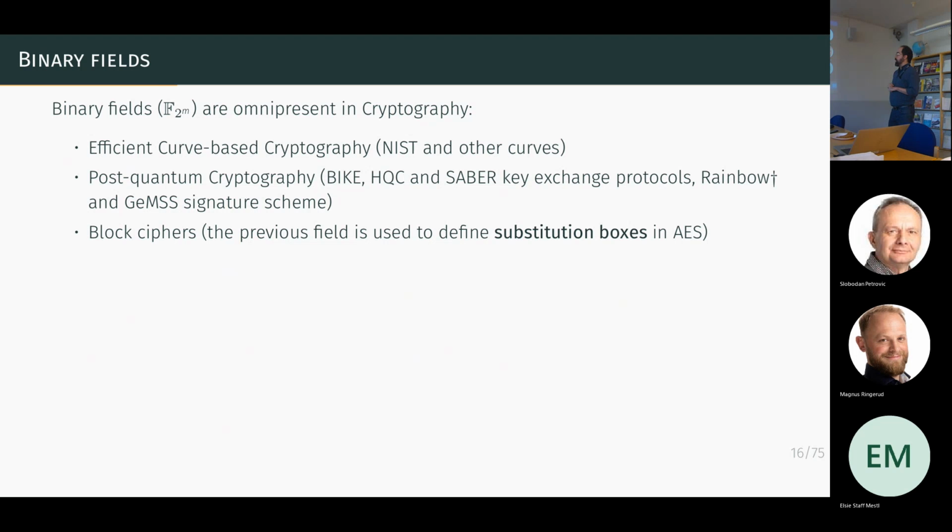And not only public key crypto, but I mentioned AES, right? In block cipher design, fields are also used to define some of the building blocks.